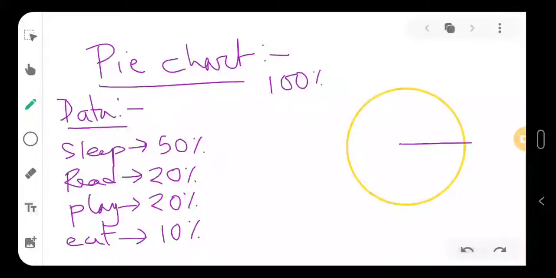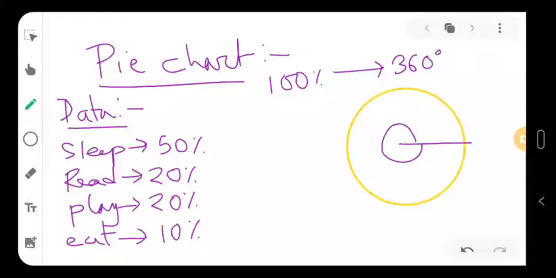So 100% means the complete angle. That means I have to draw the whole part, the complete angle. So from here I have to draw till here. I know that the complete angle in this case will be 360 degree, right? So I can say that 100% means 360 degree. So this is my reference point.